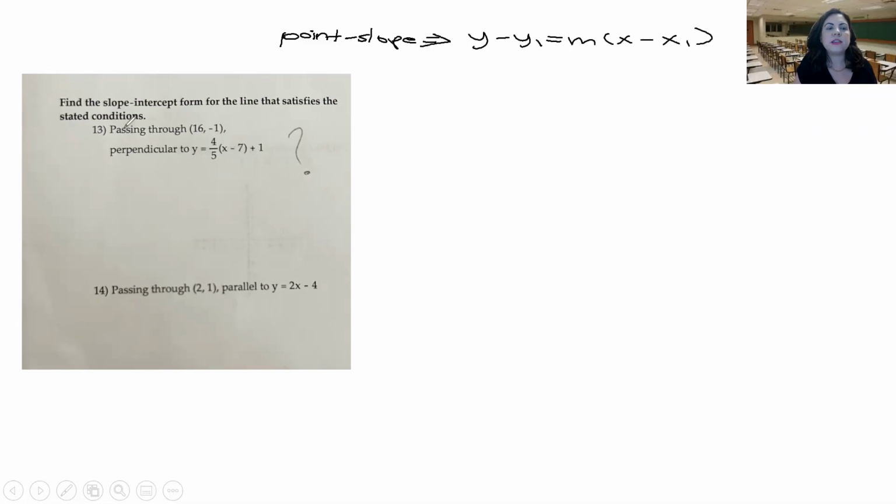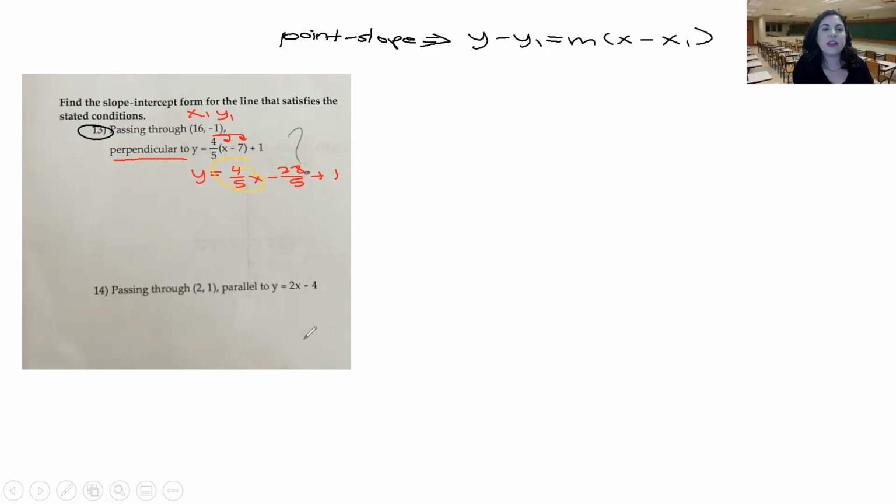And so looking at this first problem here, it says we want it to pass through the point 16, negative 1. So that's going to be my point that I use for x1, y1. And we want it to be perpendicular to this line. So what that means is that if I were to distribute here, I would get y equals 4/5 x minus 28 over 5 plus 1. The rest of the equation doesn't really matter. What matters to us is the slope. The slope of this line is 4/5.